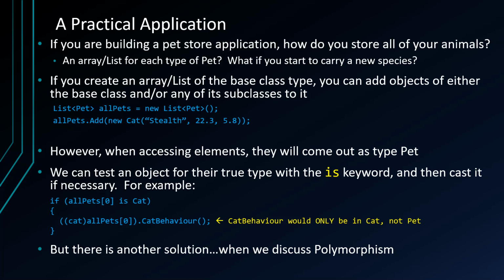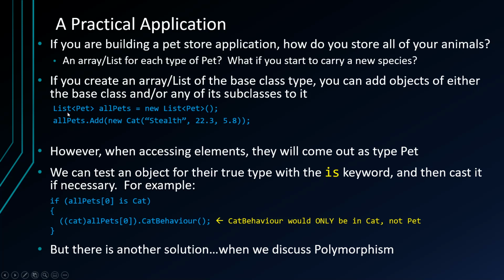That means you're going to have to go back into your code, add another class, and then create another array, and go through your entire program and maintain how you handle all those arrays. That may or may not be an issue. Depends on the way you set up your program. So if you create an array or list of the base class type, which you can do, you can actually add objects of either the base class or its subclasses to it.